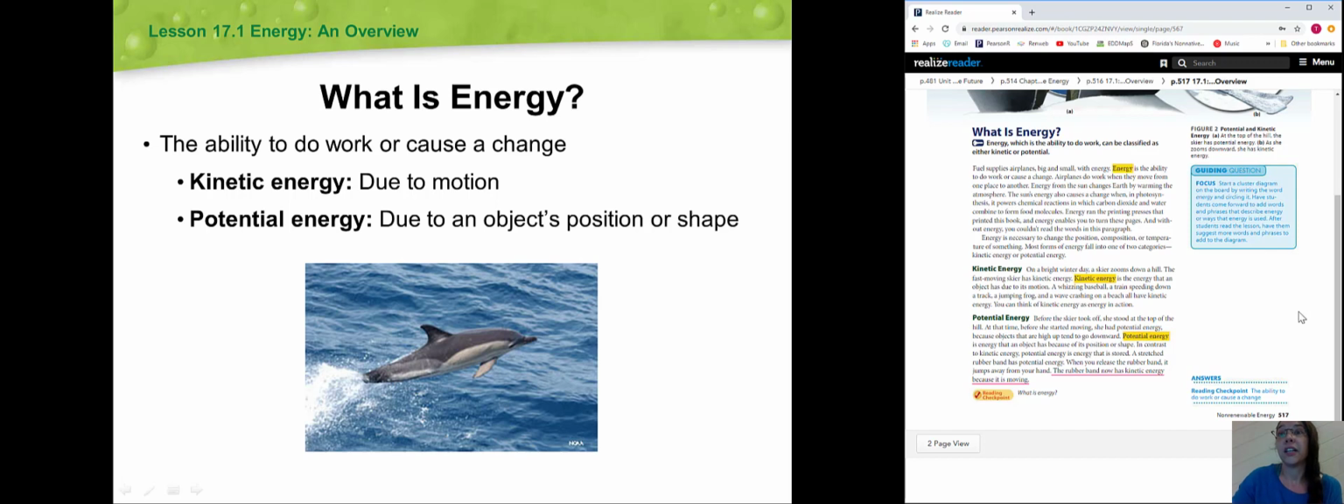Potential energy, on the other hand, occurs before the skier took off. She stood at the top of the hill. At that time, before she started moving, she had potential energy, because objects that are high up tend to go downward. Potential energy is energy that an object has because of its position or shape. In contrast to kinetic energy, potential energy is the energy that is stored. A stretched rubber band has potential energy. When you release the rubber band, it jumps away from your hand. The rubber band now has kinetic energy because it is moving.